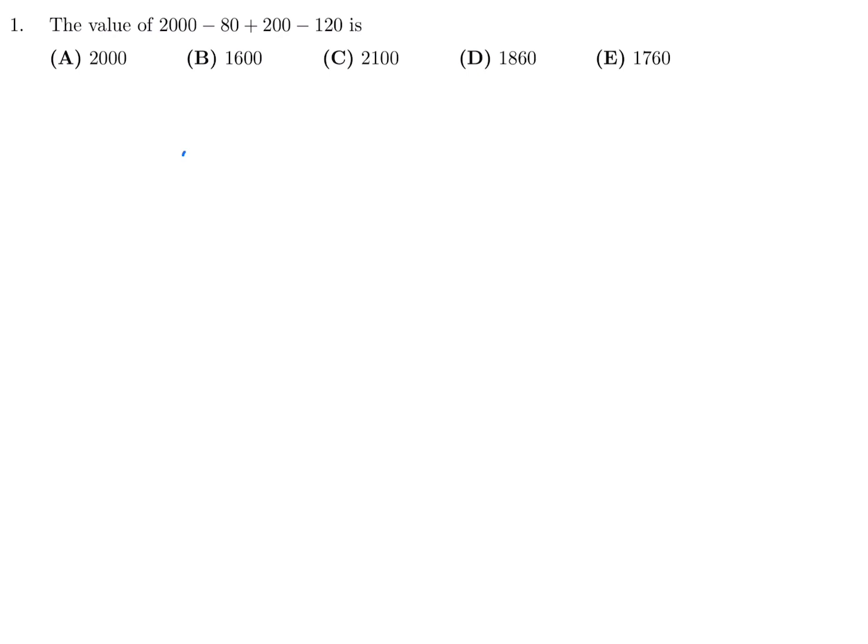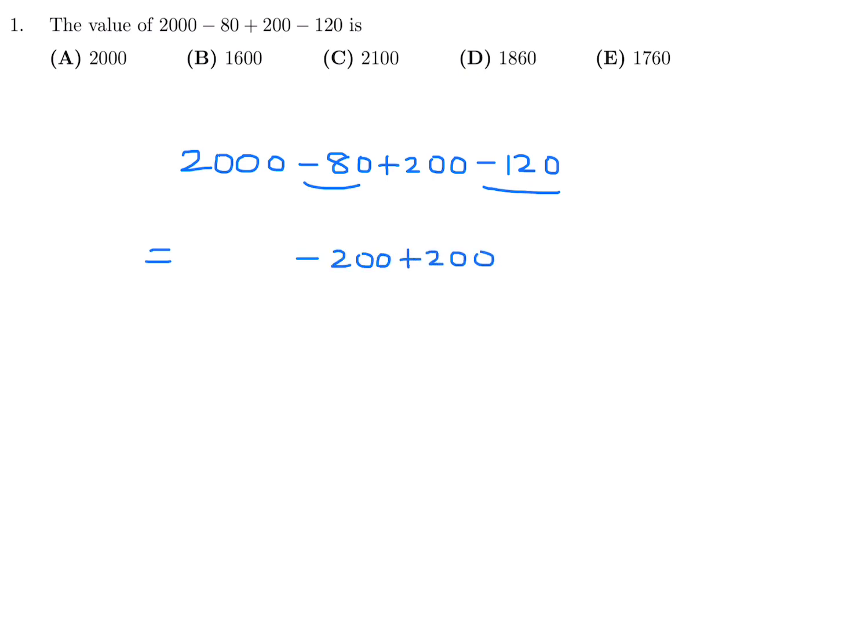The value of 2,000 minus 80 plus 200 minus 120 is, well, minus 80 and minus 120 is minus 200, and then we got another 200. If you group those together, those cancel out, so you're just left with 2,000. Any way you want to do this is fine. The answer is A.